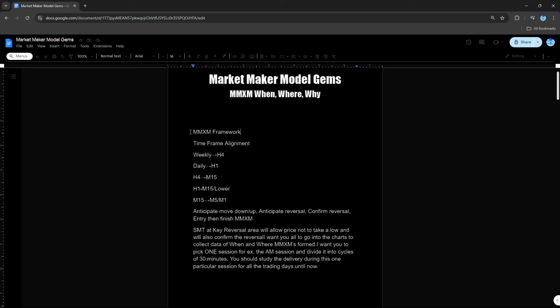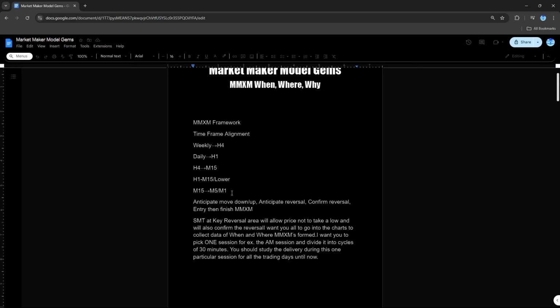Coming into the framework, we need our obvious time frame alignment: weekly coming into 4 hour, daily into 1 hour, 4 hour into 1 hour or 1 hour into 15 minute, right? 1 hour or 15 minute into lower, with 15 into 5 and 1. Obviously, well, it's not obvious, I've actually gotten a lot of questions about time frame alignment itself. You guys don't need to be super specific with it and stuck on weekly down to 4, right, and then maybe down to 15, just sticking to what's written in front of you.